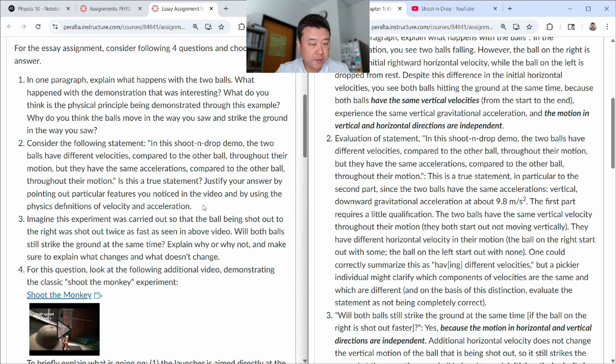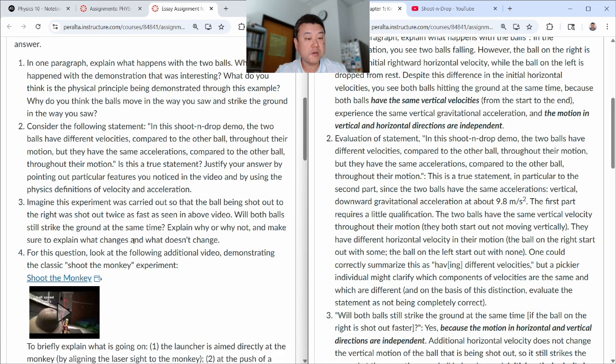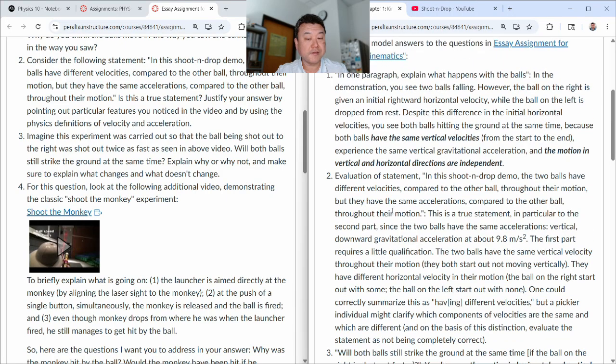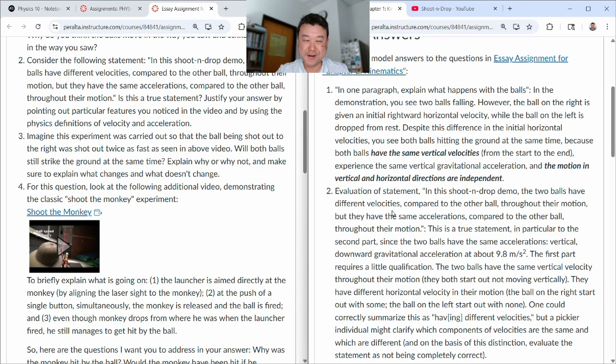I think question 3 is still about that video, the shoot and drop video, and for question 4 I'll have to play this video. So question 3. Imagine this experiment was carried out so that the ball being shot out to the right was shot out twice as fast as seen in the above video. Will both balls still strike the ground at the same time? Explain why or why not, and make sure to explain what changes and what doesn't change.